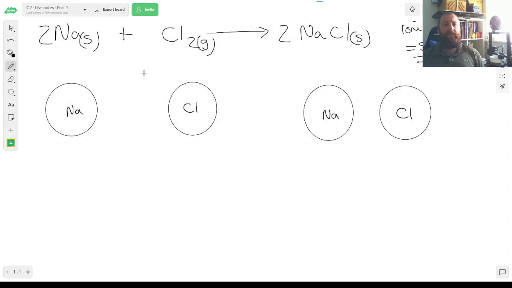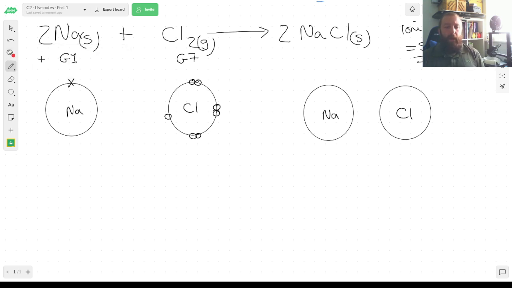So, the first thing we do is we identify the groups they're in. So sodium is in group 1, and we know that's going to have 1 electron in the outer shell. Chlorine is in group 7, and I'm going to draw these as circles for the moment, just to make it a little bit clearer where the electrons are coming from. But it doesn't make any difference. So chlorine is in group 7, so is going to have 7 electrons in the outer shell.